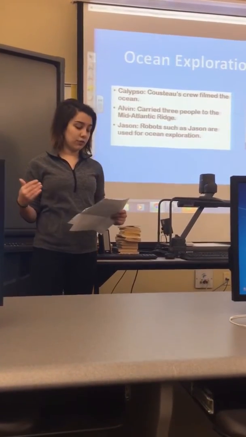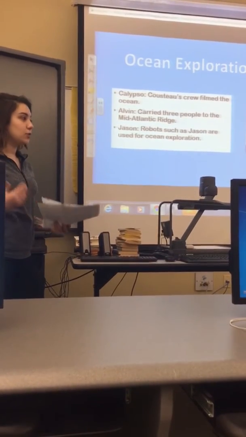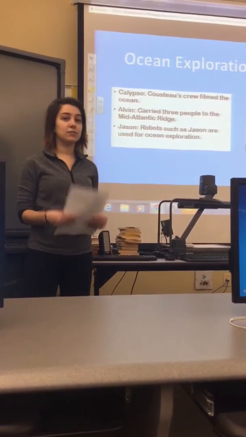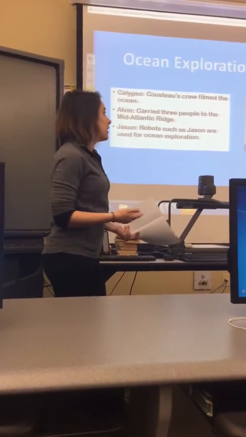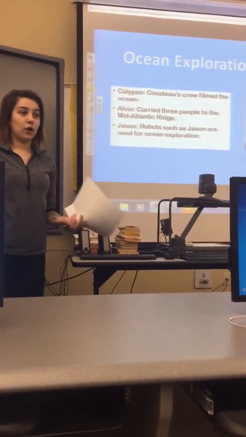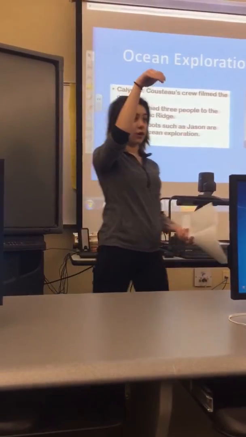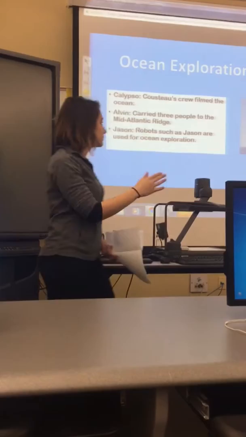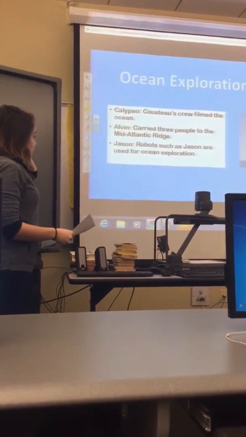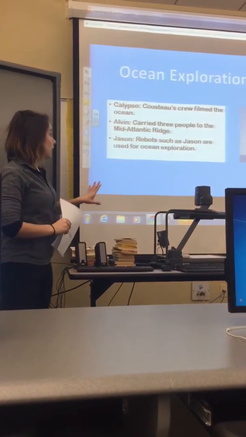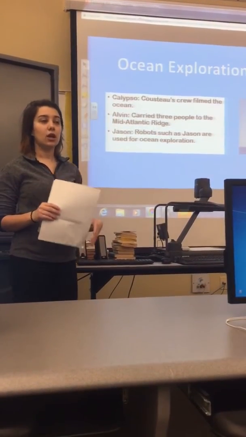huge underwater mountain range in the middle of the Atlantic Ocean, and the view startled scientists because they expected to find an empty ocean floor, but when they went, they found fish that lit their own way, which, as we know, are anglerfish. They have the bulb in front of them, and that's their light to see through the dark ocean. Next, we have Jason. Jason is a robot, and he's used for ocean exploration.